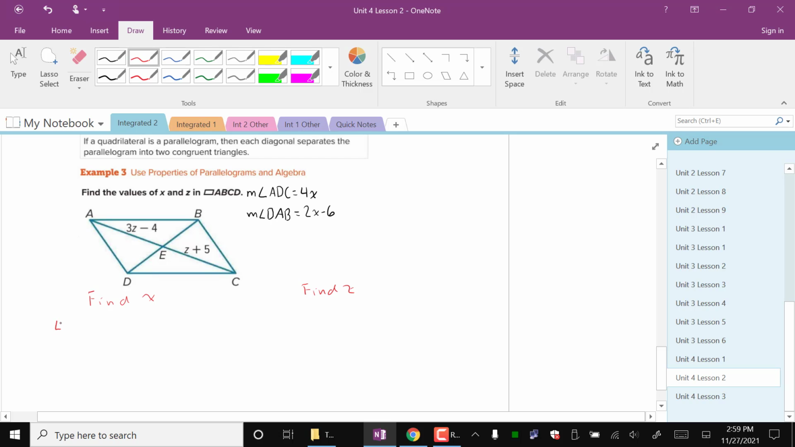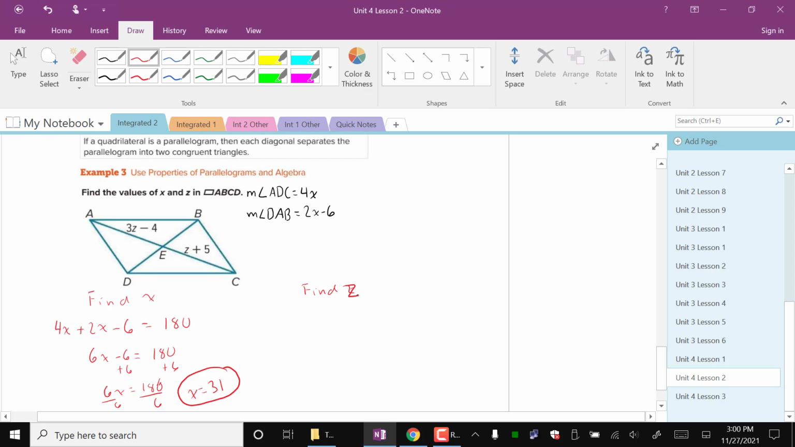So we have 4x plus 2x minus 6. Supplementary means they add to 180 degrees, so that equals 180 degrees. Now we can solve it. 4x and 2x gives you 6x minus 6 equals 180 degrees. Plus 6 gives you 6x equals, sorry, not 180, 186 degrees. Divide by 6, which gives you x equals 31.